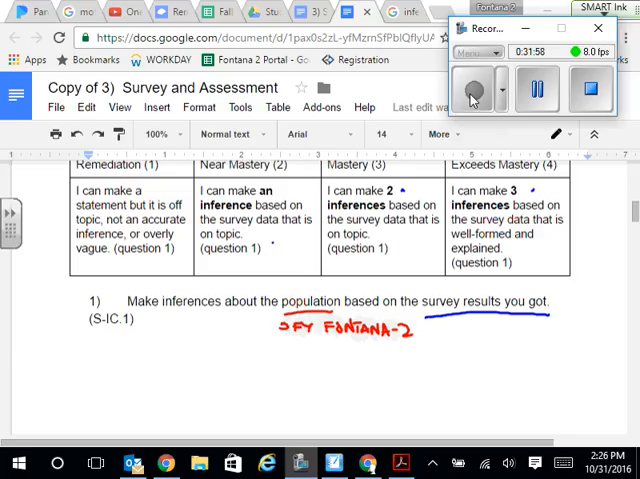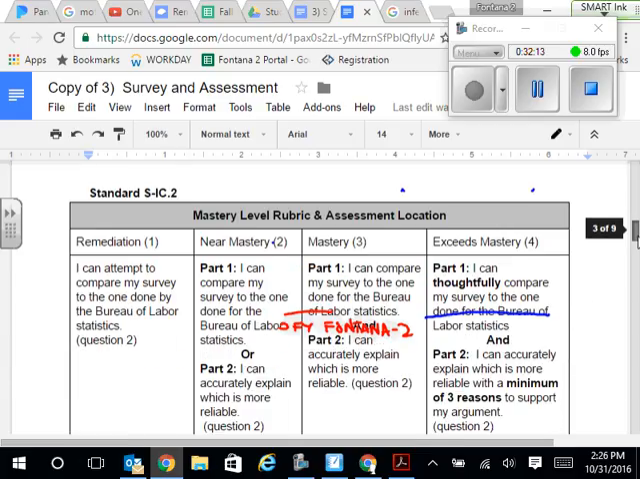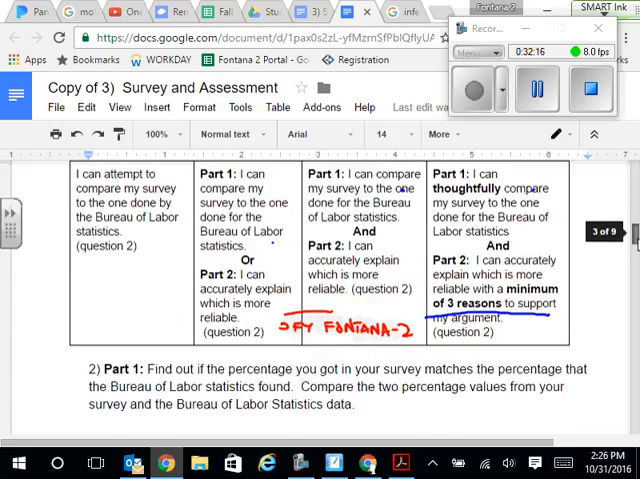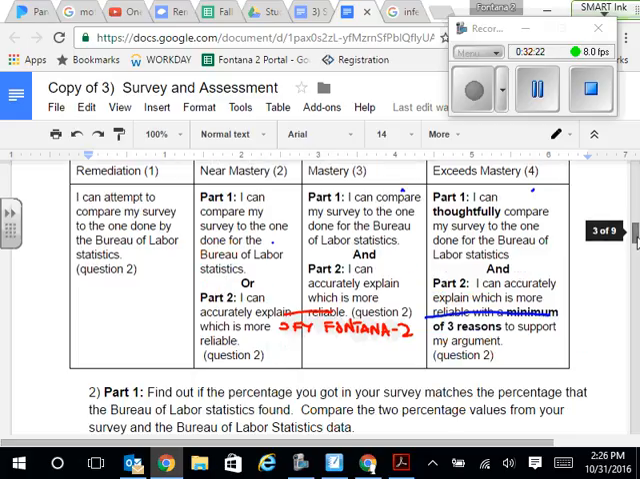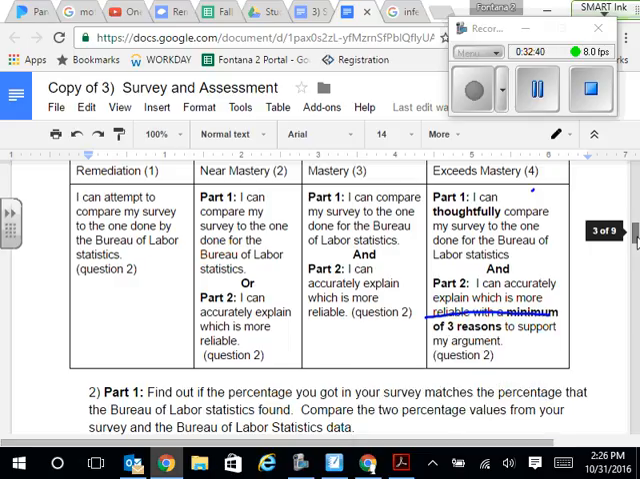All right, so let's see what we got here. It says, I can compare my survey to one done for the Bureau of Labor Statistics, or I can accurately explain which is more reliable. So I can do one or the other: compare them, or explain why mine is more reliable than theirs, or theirs is more reliable than mine, which one I can depend on more, or I can do both. I can compare my numbers with theirs, and then say why I think either mine is more reliable or theirs. So let's see if we can find some information so that we can go ahead and do that.